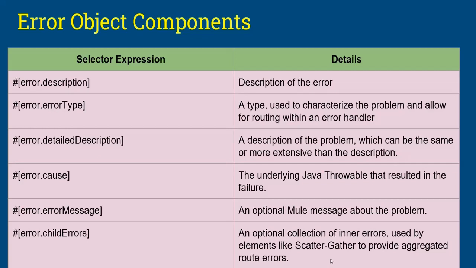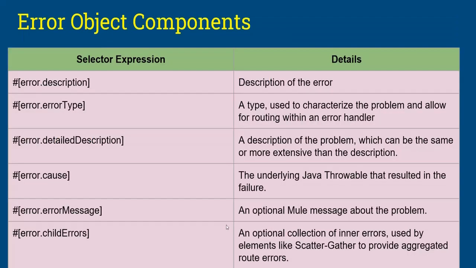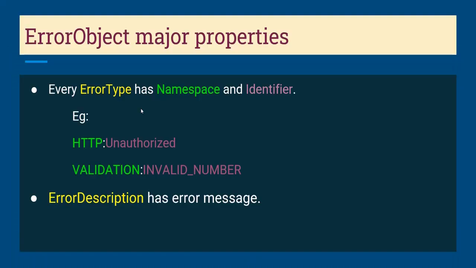So error dot child errors will be very useful in scatter gather flows and the like. So what are the major properties you have? As we said earlier, we have to concentrate on error description and error type first of all. Error description is a text message where you will find a complete description of your error. So what will error type contain? Let's see error type.